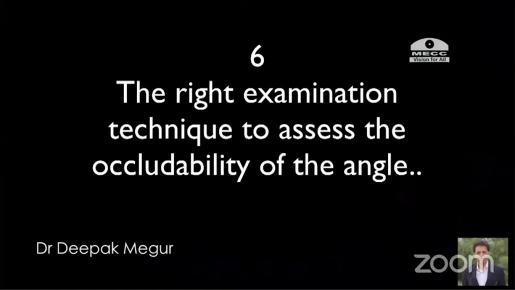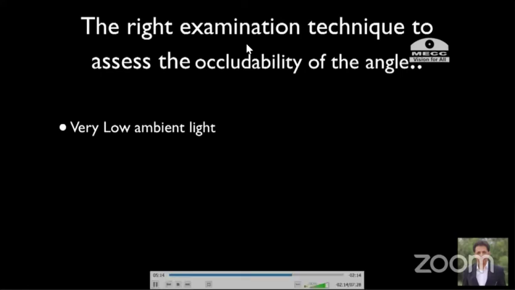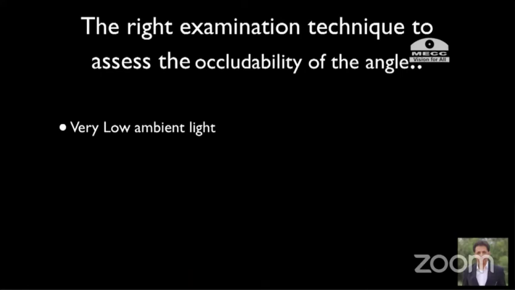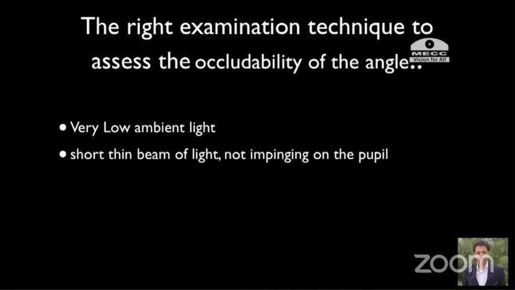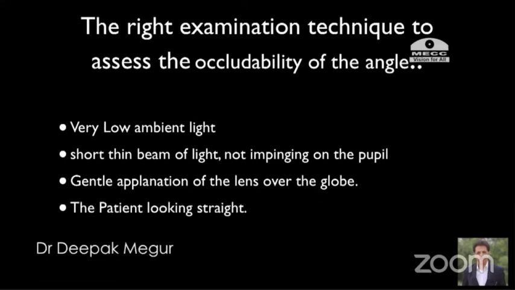Let us understand the right way to examine the angles for occludability. Number one, the ambient light in the room has to be very low. Gonioscopy is predominantly a darkroom test. The slit beam of the light has to be thin and short so that the light does not impinge on the pupil. Gentle application of the lens over the globe, avoiding excessive pressure. And finally, the patient has to keep looking straight.